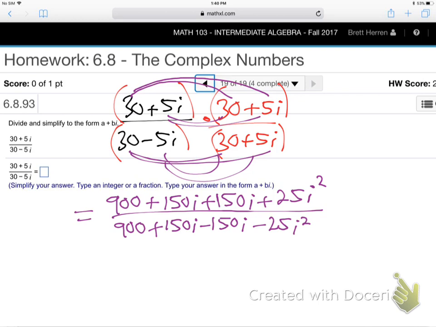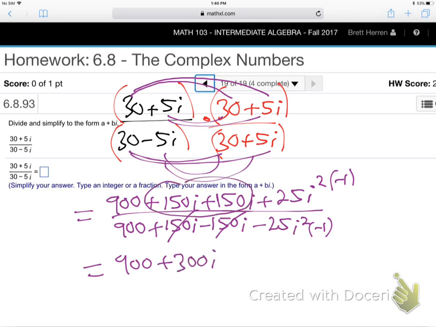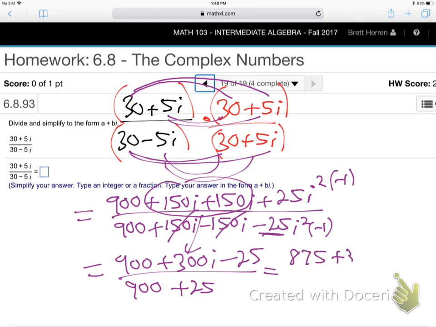We good? And then the 150i terms on the bottom will cancel. And you know the i squared pieces are -1, aren't they? So we never leave i squared. Those are -1. They switch the sign of whomever they're next to. So that'll be 300i, these guys make 300i, minus 25, right? They switch the sign. Over 900 plus 25, they switch the sign, don't they? So what is that? Some big number. 875? 75 plus 300i over 925, I think. Yeah, it looks like 925.